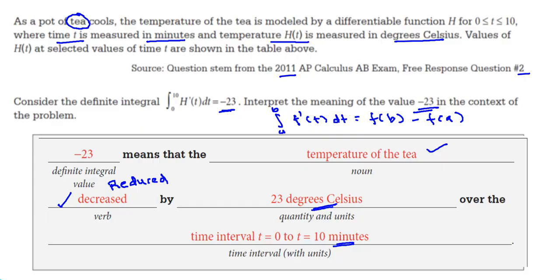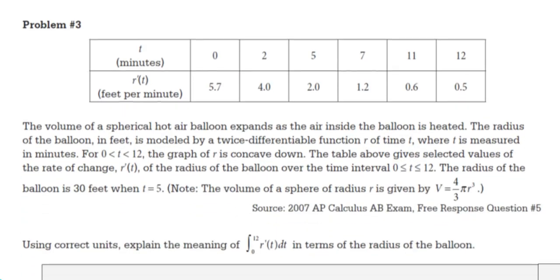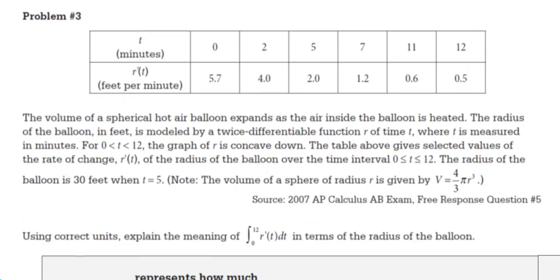Let's take a look at the third example you have on the same page. Each and every one are slightly different, so you must understand the meaning of how to be right. Let's take a look at the third example here on that same page. t is in minutes. R prime of t, this is a rate. Again, you are given a rate. Time increases, rate is feet per minute. So let's read carefully. This is the 2007 AP exam.